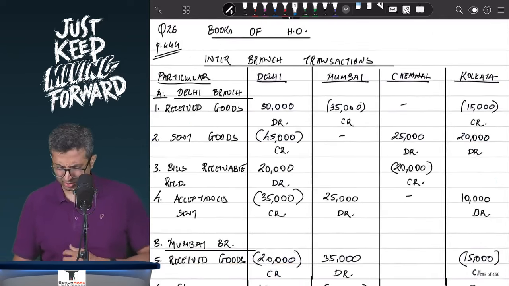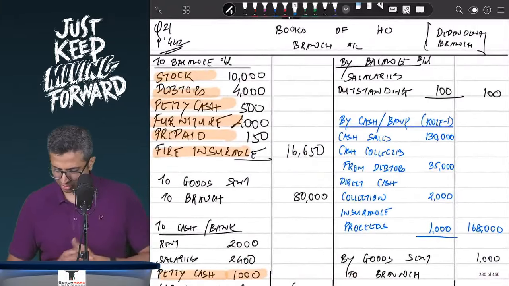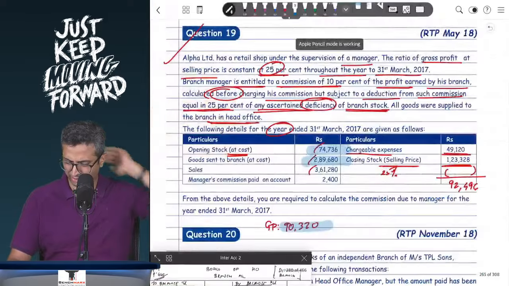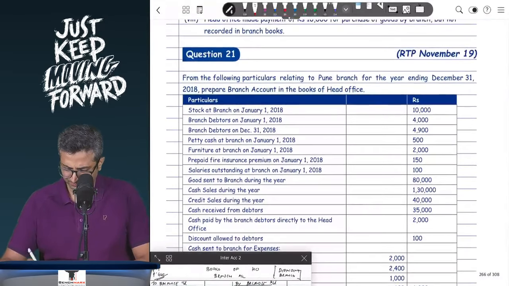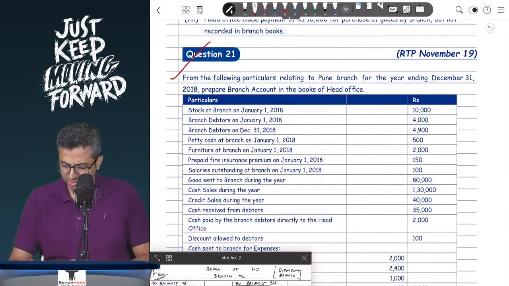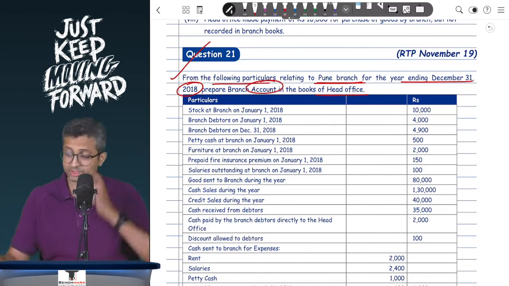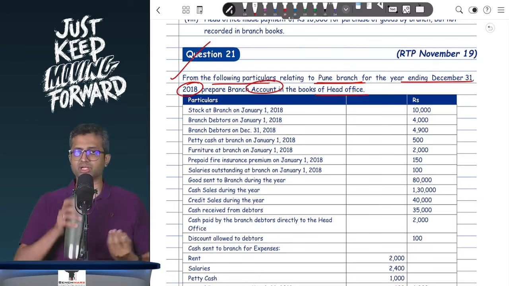Another question which you can actually touch upon, and there's nothing much per se other than that, is question number 21. So if we can just review question number 21 over here. So let us touch upon question number 21. Again, this is on, I think, branch debtors method. From the following particulars relating to Pune branch for the year ended 31st December 18th, prepare the branch account in the books of head office. This is branch account in the books of head office, and hence this will be like the branch debtors method.